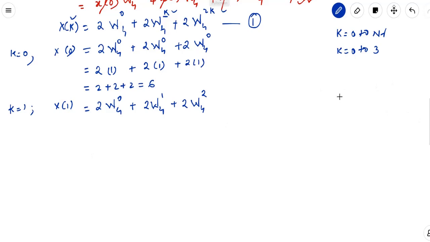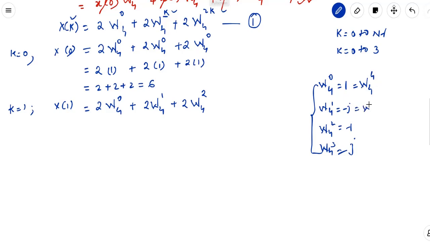I hope we know these values here, the twiddle factor values. So what is omega 4 of 0, omega 4 of 1, omega 4 of 2, and the last value is omega 4 of 3. So this is equal to: omega 4 of 0 is 1, omega 4 of 1 is minus j, omega 4 of 2 is minus 1, and the last value is j. Okay, so we know that the twiddle factor is periodic in nature. That's why, after N values it's going to repeat itself. That means after 4 values it's going to repeat itself. So this becomes omega 4 of 4, omega 4 of 5, omega 4 of 6, and omega 4 of 7. Okay, now this one I'm going to substitute here.